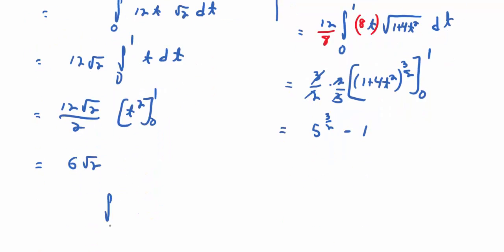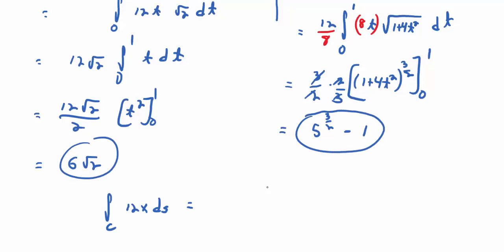The integral over C, which is the union of C1 and C2, of 12x ds, so symbolically this is what we are finding, is going to be the sum of these things that we just found. So 6 radical 2 plus, I'm going to write 5 to the 3/2 as 5 root 5, minus 1. Okay? There you go.